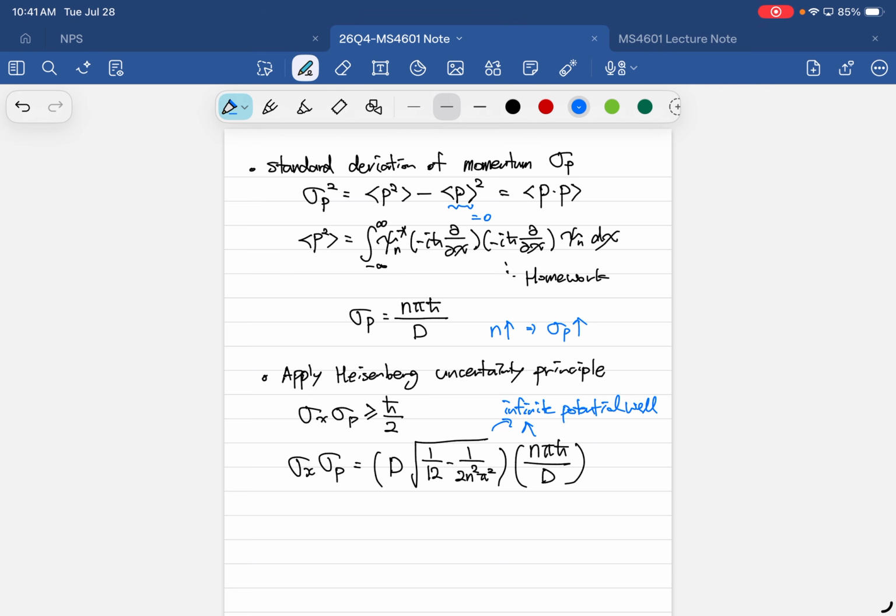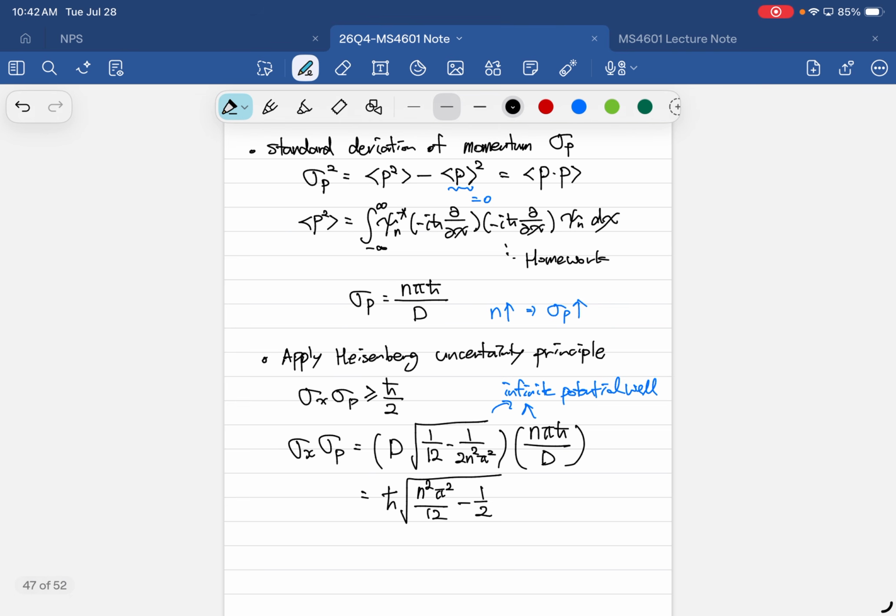If you are dealing with different shapes of potential, this value will be different. But for this particular infinite potential well, the standard deviation of position and the standard deviation of momentum are given like that. Once you evaluate that, it turns out to be n squared pi squared over 12 minus 1 over 2. So it has an n dependency.